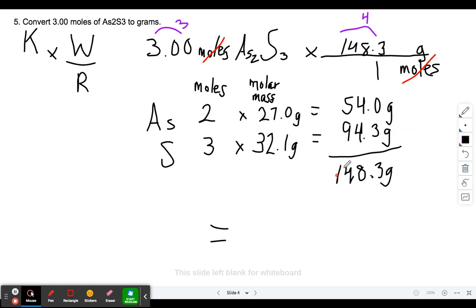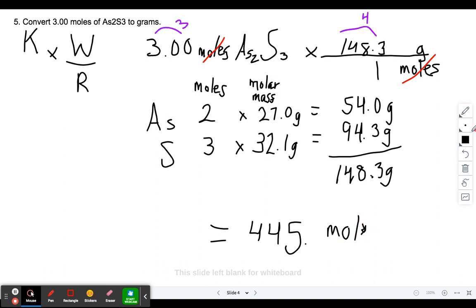Okay, so 3.00 times 148.3 gives me 444.9. So I got to round that to 3 sig figures. So that's going to be 4, 4, and then that last 4 is going to become a 5 because it has a 9 behind it. So it's 445 moles exactly is how we're going to put this answer. Okay, and that's your final answer.